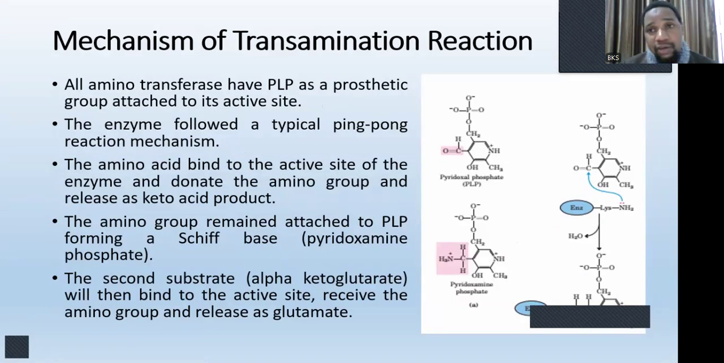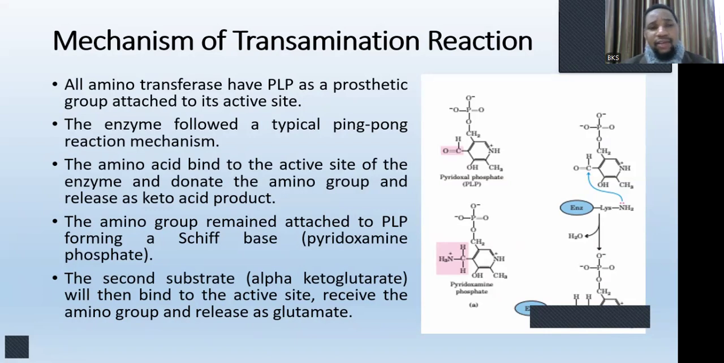The transamination reaction is catalyzed by an enzyme called aminotransferase. Almost all the amino acids have their own aminotransferase. You can have alanine aminotransferase, aspartate aminotransferase. All of them are important for the transfer of the specific amino group from that specific amino acid. This is what gives the specificity.